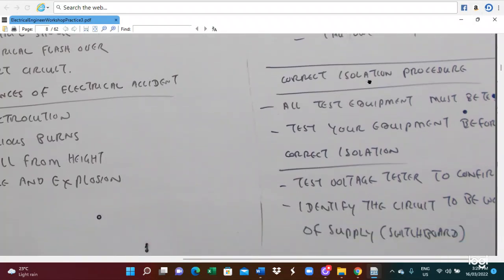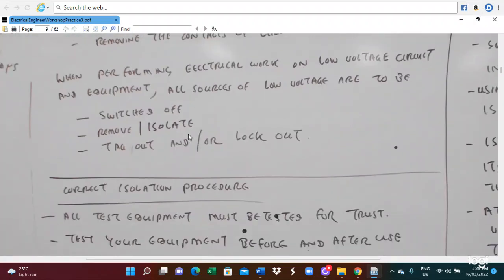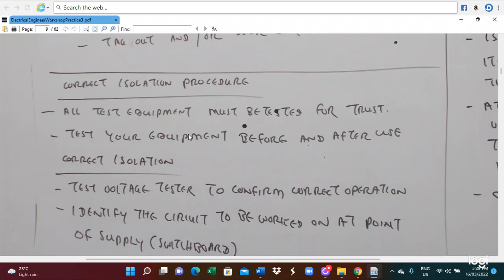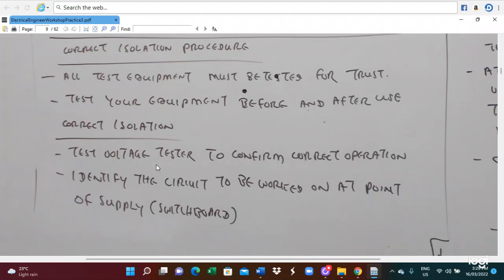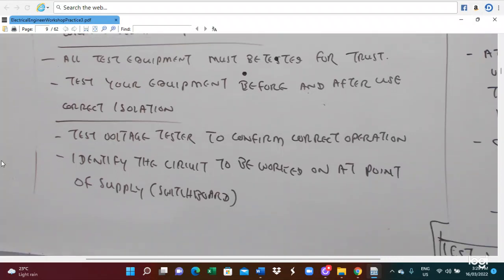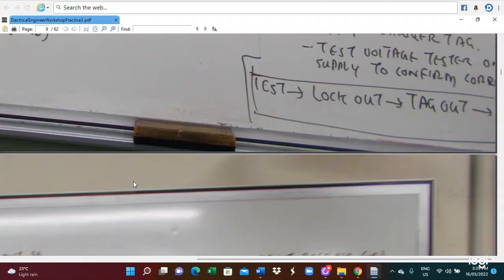So we are talking about the correct isolation procedure. With the correct isolation procedure, all equipment must be tested for safety. Test your equipment before and after use. So before and after, you have to test your test equipment. You also have to follow the correct isolation procedure. Test the voltage tester to confirm the correct operation. You also identify the circuit to be worked on, and the point on the supply is also important. At the switchboard, you have to test the circuit breaker.